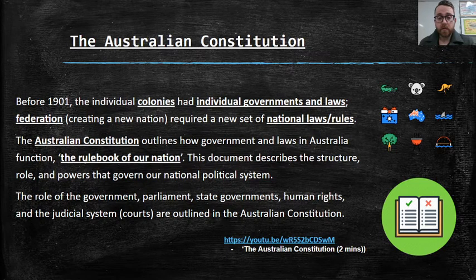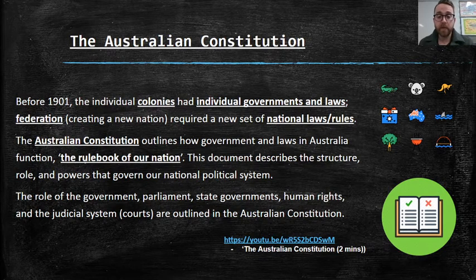The Australian Constitution outlines how government and laws in Australia function. It's basically the rule book of our nation. That's a good way of remembering it. Basically, it's a big book of pages that say, this is how the country works. This is how government works. This is how the courts work. Go here to this page to see what state governments can do versus the federal government, etc.